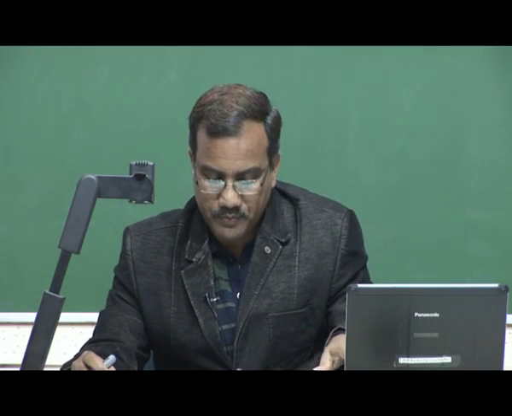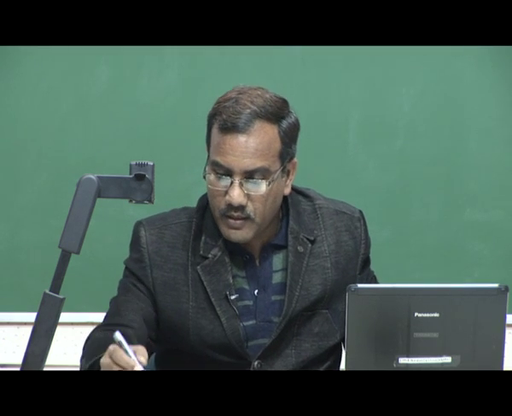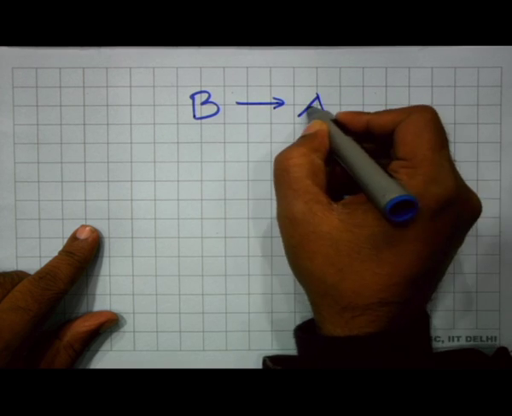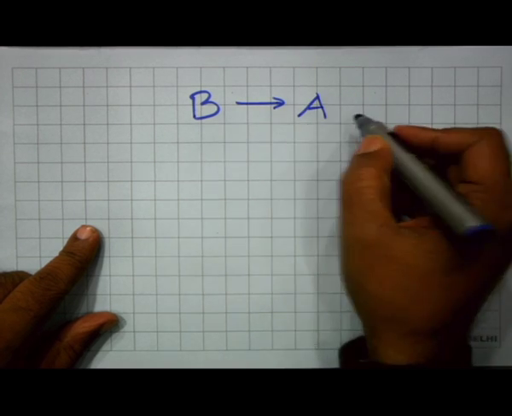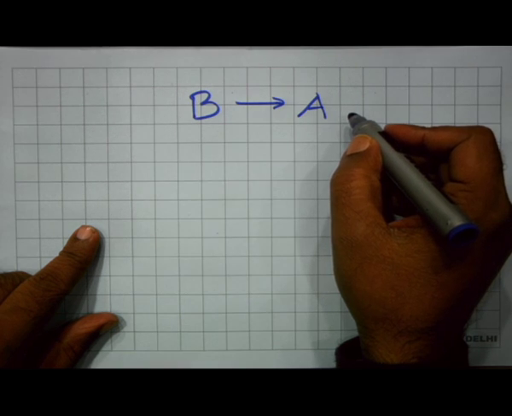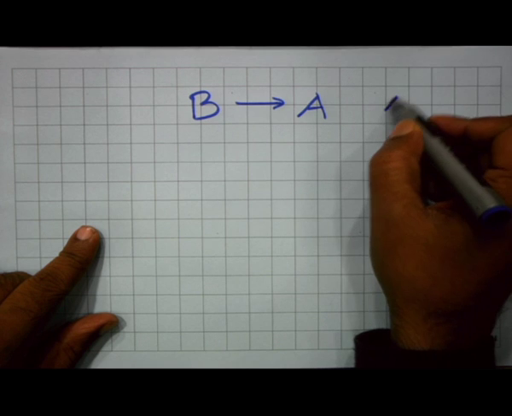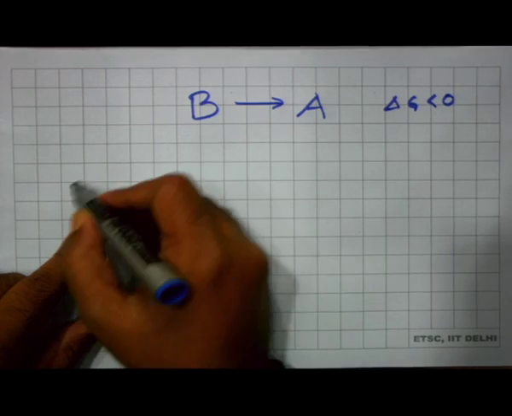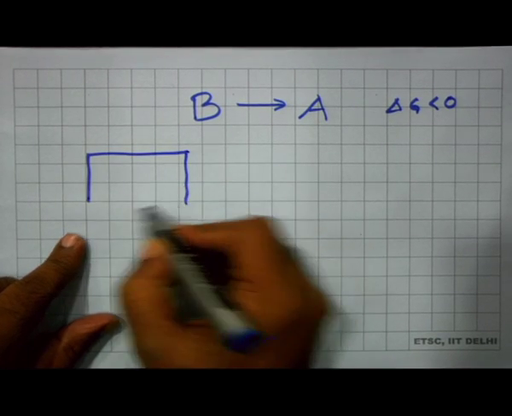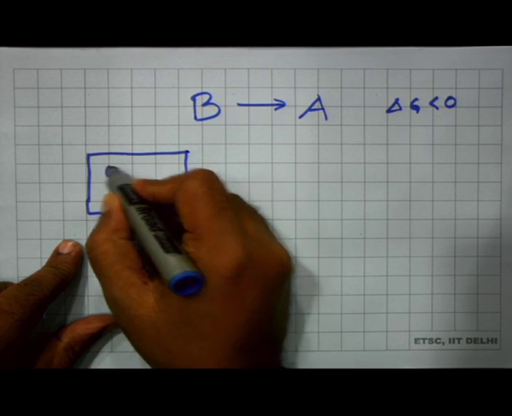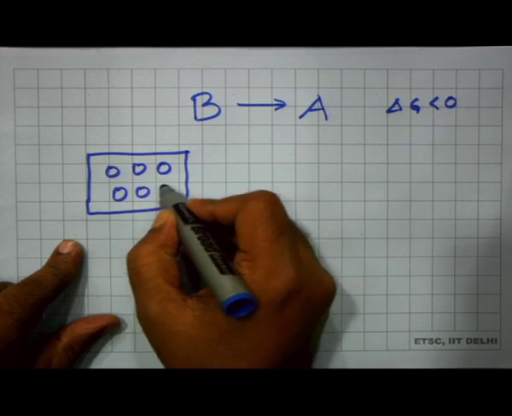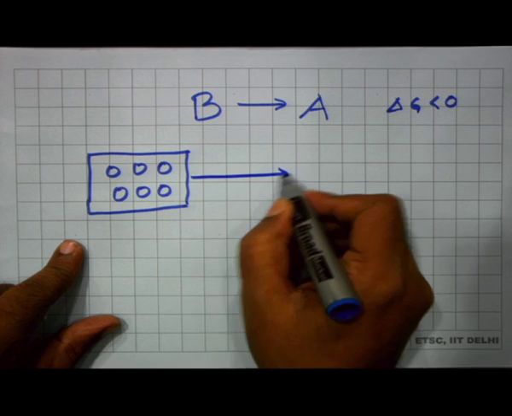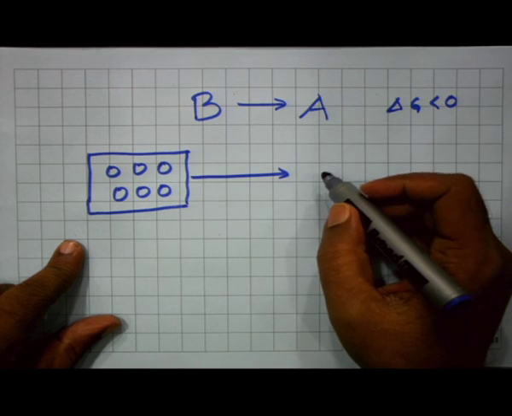Now, take the reverse reaction, B to A. What will happen? Again B to A is also spontaneous. So, what does that mean? Delta G for this process will be less than 0. So, suppose I start with B. So, only B molecules are in the container and we leave it for some time.